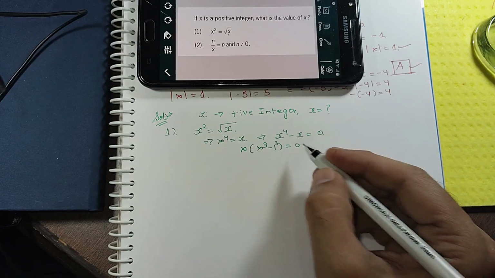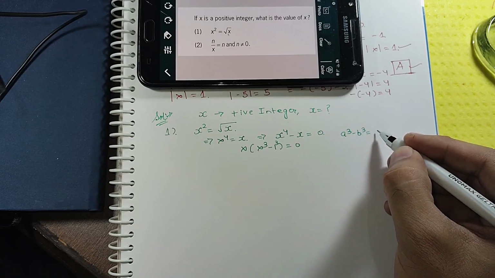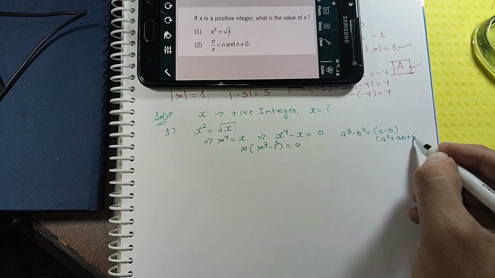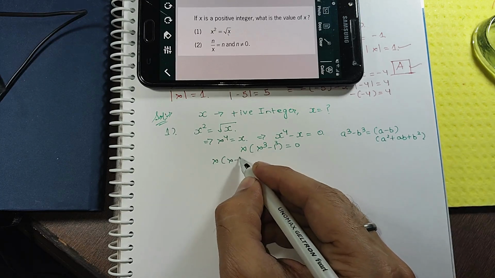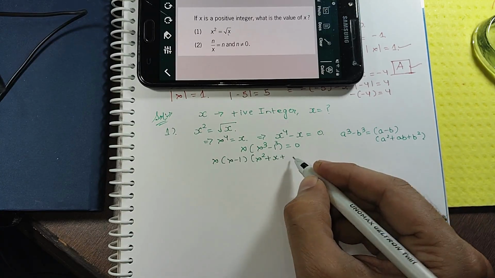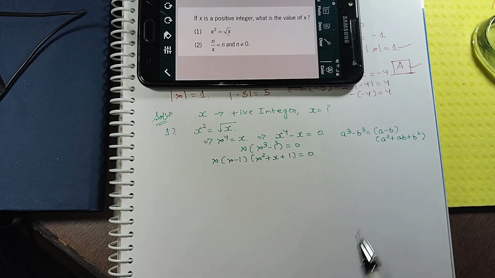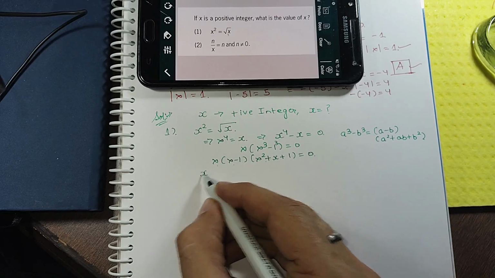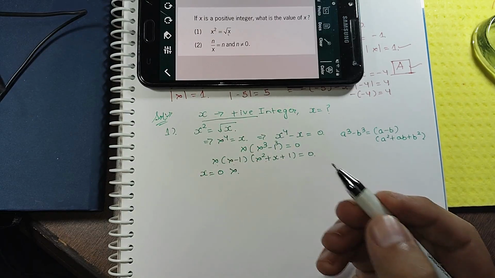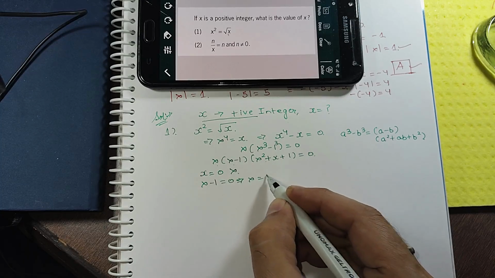If I write cube over here, so this becomes a cube minus b cube, which is basically equal to a minus b into a square plus ab plus b square. So I can write x into x minus 1 into x square plus x plus 1 equal to 0. Now there are three expressions on the left hand side whose product is 0. So first we'll take x equal to 0. But since x is a positive integer and 0 is not a positive integer, we will discard this value. Now second is x minus 1 equal to 0, which gives us the value of x equal to 1, right?